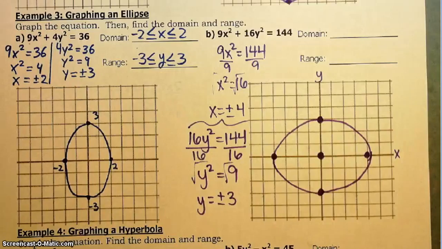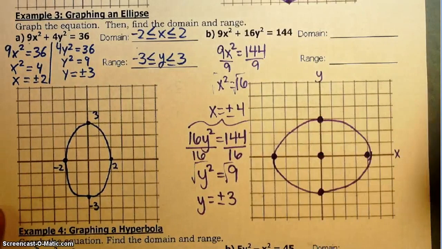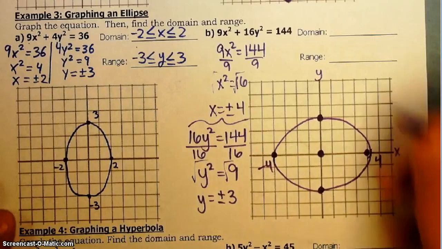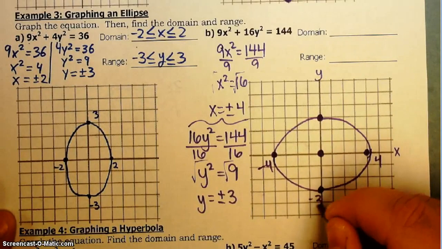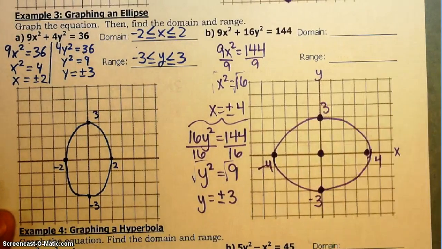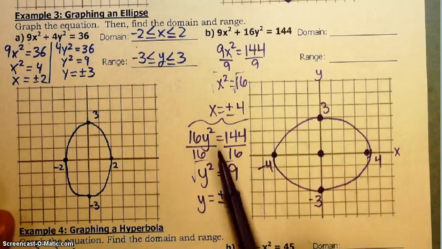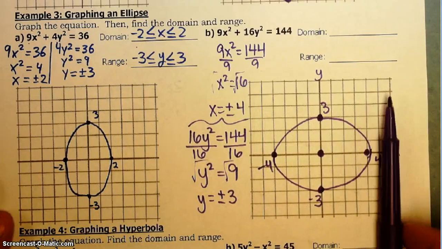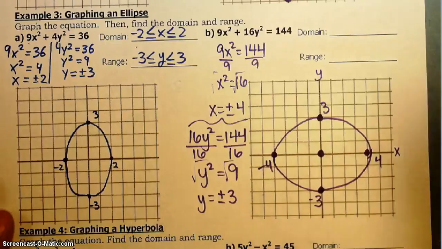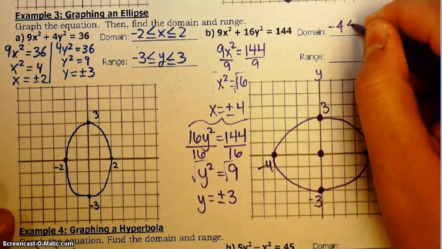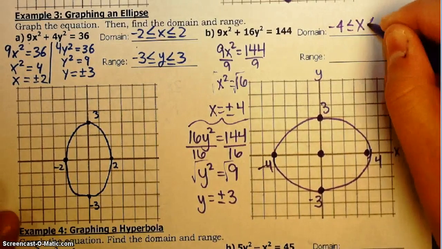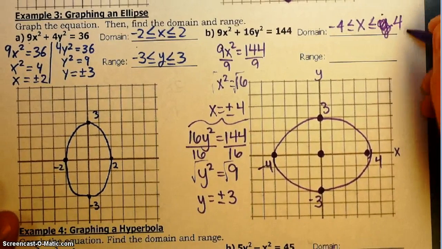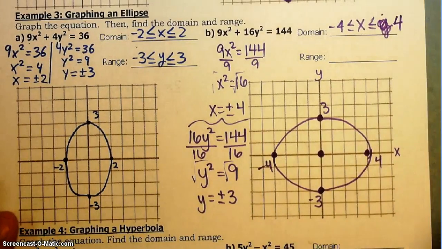Your domain is how you move from left to right on the graph. So let me just label these guys real quick. This was -4 and +4. This was -3 down here and +3 up here. So my x values, we start at -4 and then we move to the right, we get over to 4, nothing beyond that, nothing before that. So I'm going to say -4 less than or equal to x, which is less than or equal to 4. I accidentally wrote y, sorry. When you're talking about domain, you're talking about x.